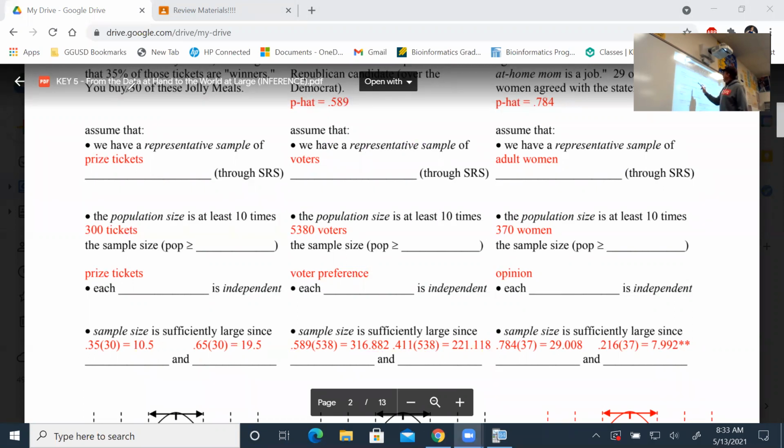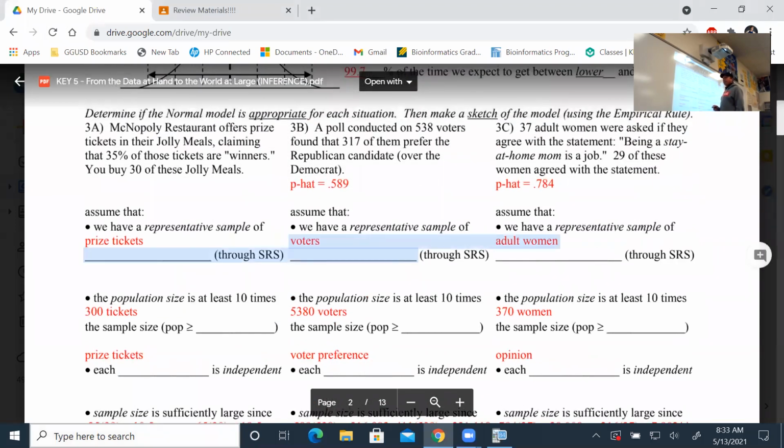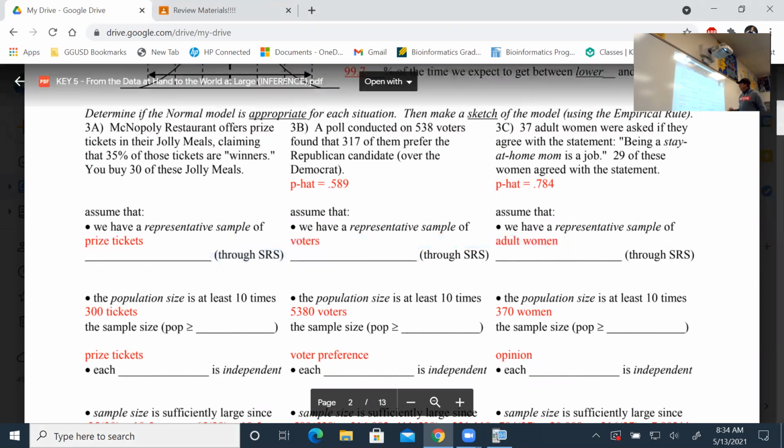So this is the process when you're making a confidence interval. The first thing you got to do is say, do I have a legitimate study? Here's why I do, or don't. Okay. Adult women are being asked if they agree with the statement, being a stay-at-home mom is a job. Let me tell you something, it's a job. 29 of these women agree with the statement. So p hat is 0.784, okay?